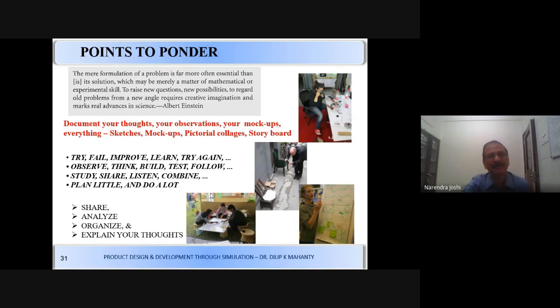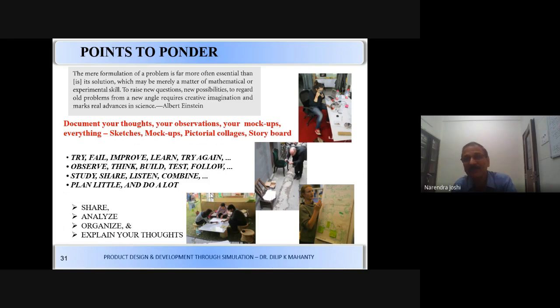Some points to ponder. Document your thoughts, your observations, your markups, everything. This is the aspect we should change in the Indian context. We are not very good in this. Whatever you are thinking, we should immediately keep it in writing, keep it recorded. In the Western world, this is a little better than in India.